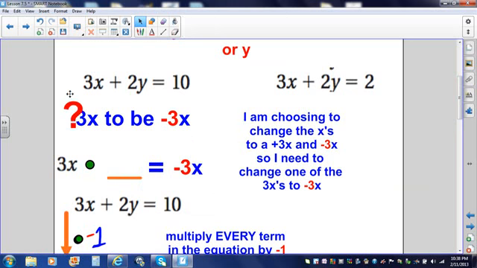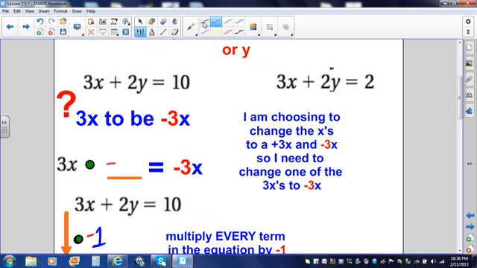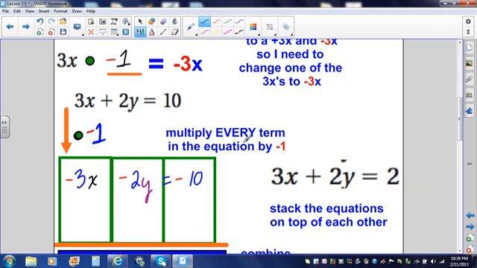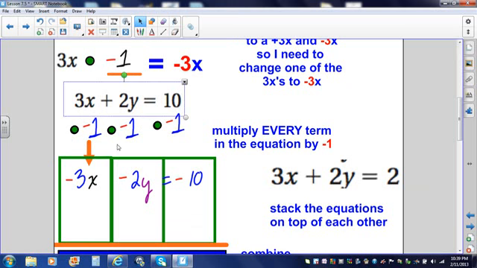Well, I know that 3 times negative 1 gives me negative 3. So I'm going to multiply every term in the equation by negative 1. So this gets multiplied by negative 1, this gets multiplied by negative 1, and this gets multiplied by negative 1. So I do 3x times negative 1, and 3 times negative 1 gives me negative 3, and my dog, x, follows me everywhere I go.